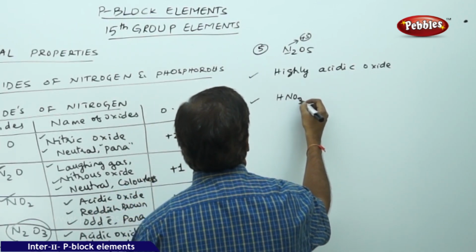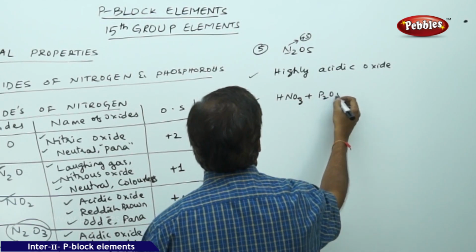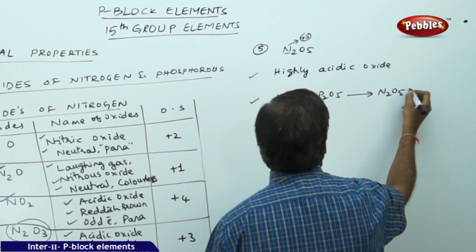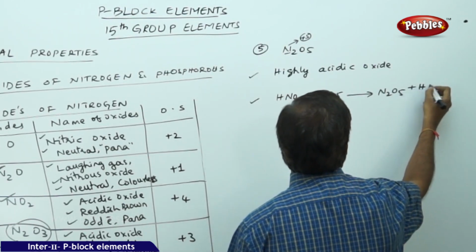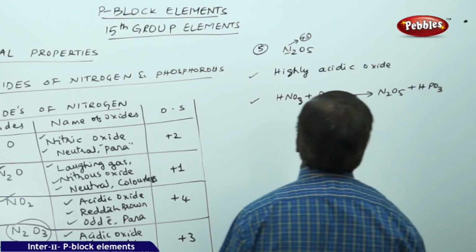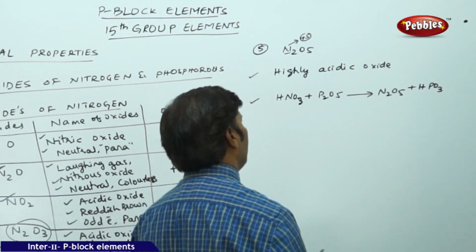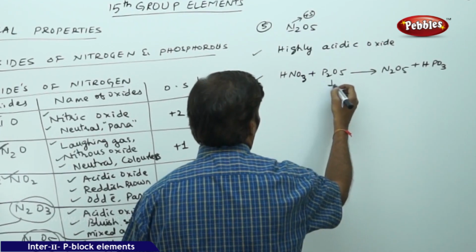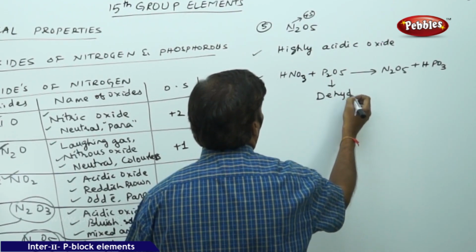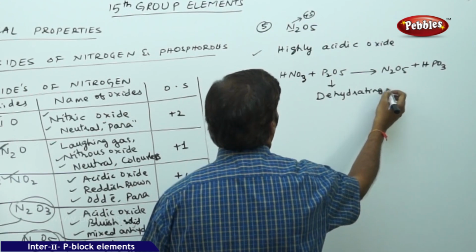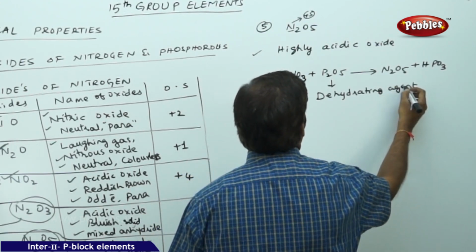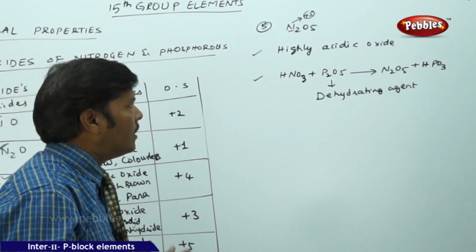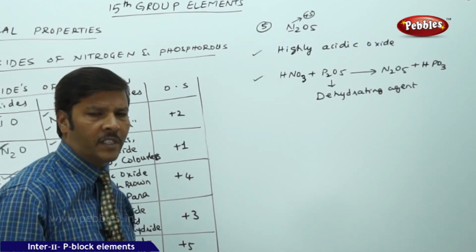Nitric acid, when it is treated with phosphorus pentoxide, which is acting as a dehydrating agent, gives N2O5, no doubt about it, but at the same time it gives metaphosphoric acid. If you have a careful look at the equation, you understand that there is no change in the oxidation state of phosphorus as such.